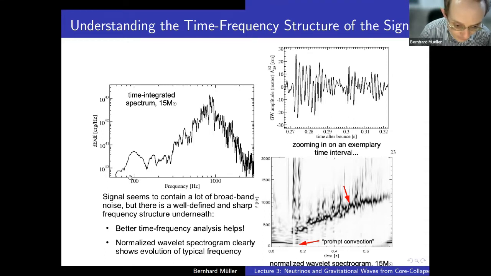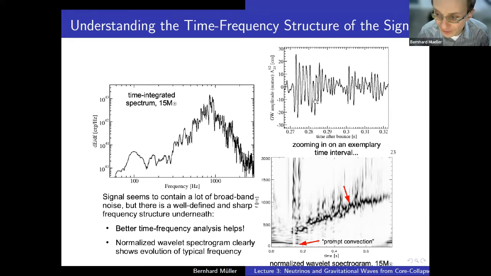There's often a broad hump at low frequency that may be related to this prompt convection, or it may be related to the standing accretion shock instability. But a time integrated spectrum still doesn't show very clear structures. But there is actually a much more well-defined structure underlying this signal. And you see that if you do, instead of a spectral analysis, a time frequency analysis.